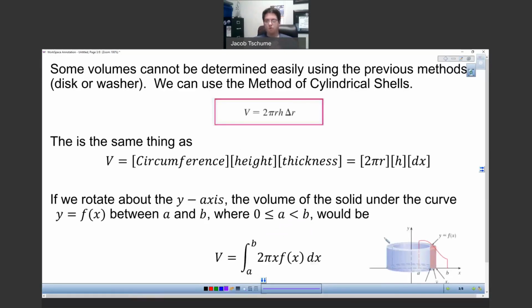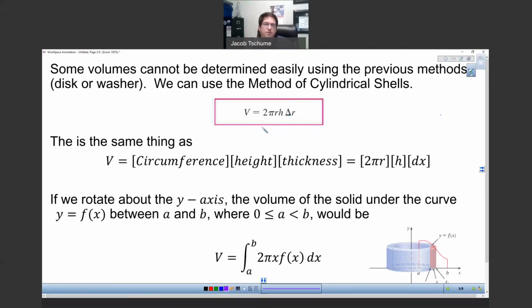What this method is meant for is that in the real world, and in problems that we'll see, some volumes cannot be determined very easily using the previous methods. So we can look at an alternate definition called the method of cylindrical shells. On its surface, it does look a little complicated, but we're going to break it down a little bit for you.